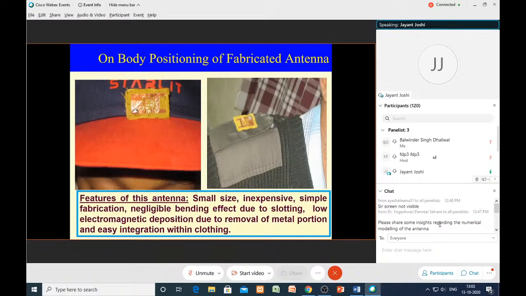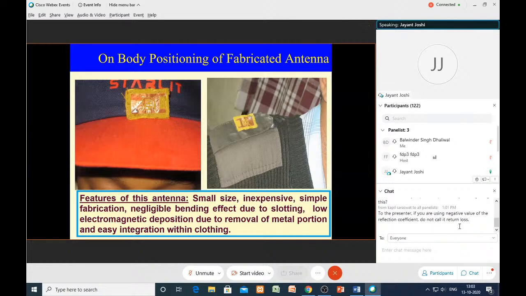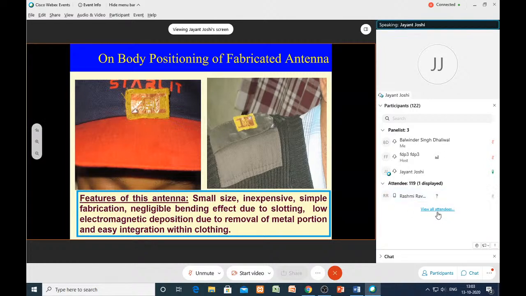And what are the practical applications? These are the on-body positioning of the antennas. Okay. On the cap, the antenna is placed, or on the shoulder, the antenna is placed. Okay, so what are the features of this antenna? It is a small size antenna, inexpensive, with simple fabrication techniques, and we determined a very negligible bending effect due to the slotting. Yes, that is also an advantage you can enjoy here. By slotting, you are removing the metal portion, which means the bending effect is also going to reduce, and there is low electromagnetic deposition in the user's body because of removing the metal portion.